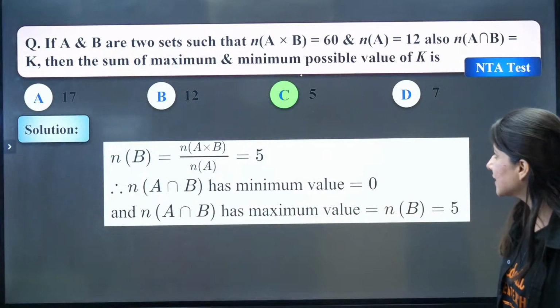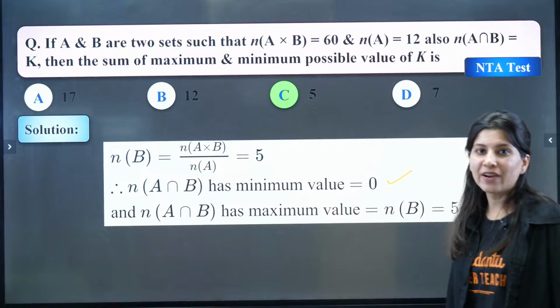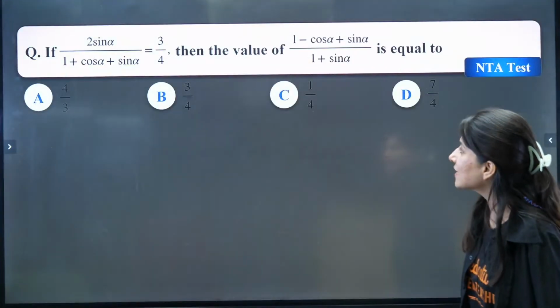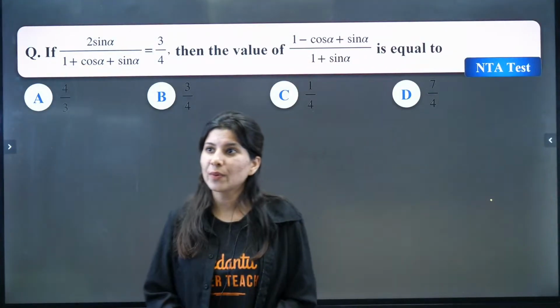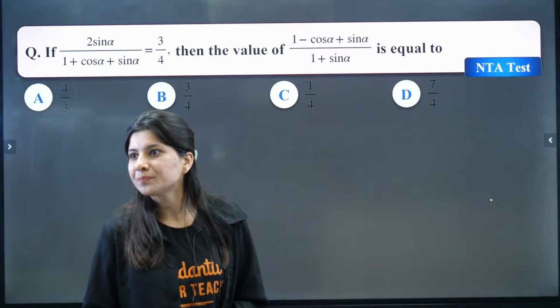All right. So yes, that's how it is. Minimum value is 0, maximum value is 5. That's why 5 plus 0, 5 is the correct answer. Now let us move on to the next question. All right. Next question.